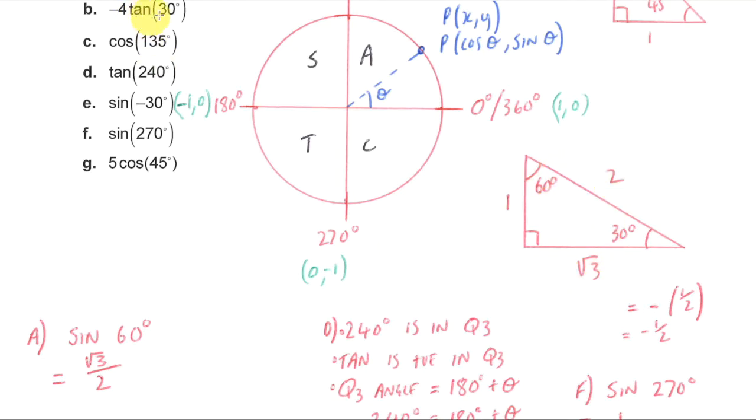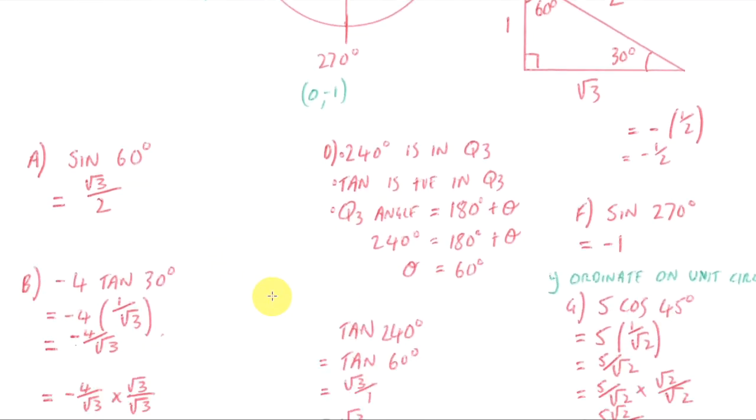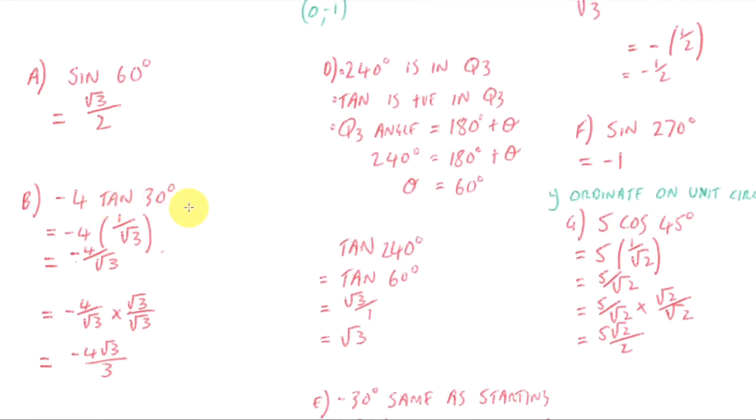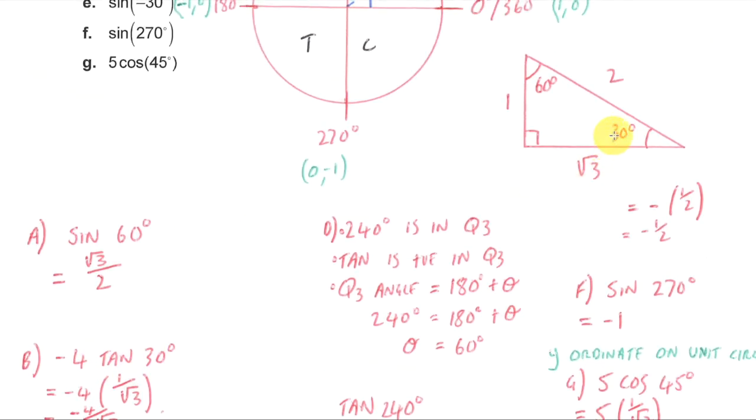B, negative 4 times tan of 30 degrees. So for B, I've got negative 4 times tan of 30 degrees. Negative 4 times, I can find out the exact value of tan of 30 degrees. So 30 degrees, and for tan, I'm looking at opposite over adjacent, so it's 1 over the square root of 3.